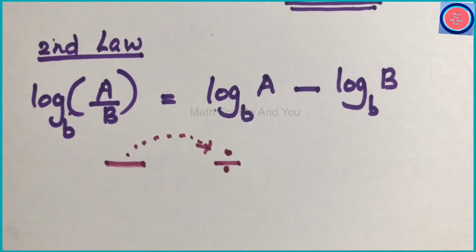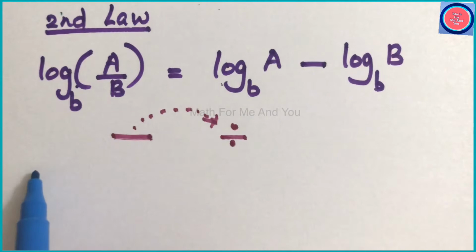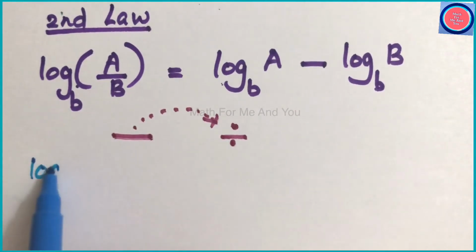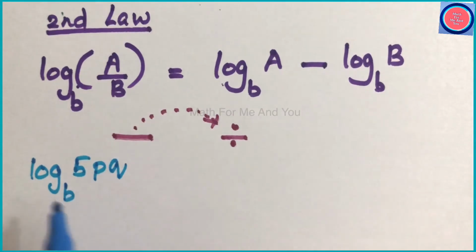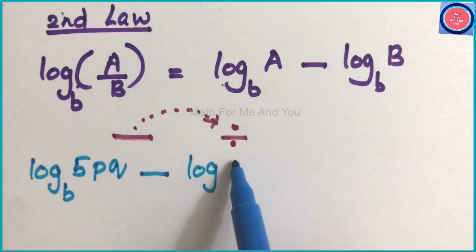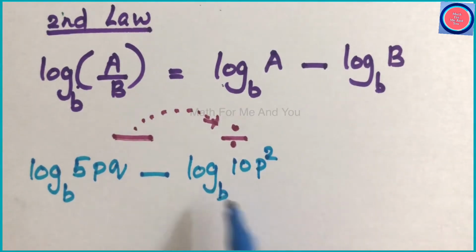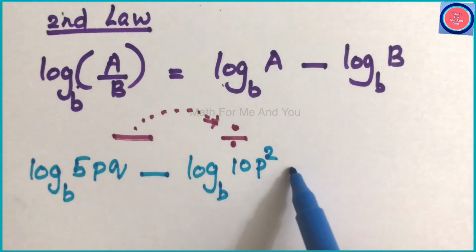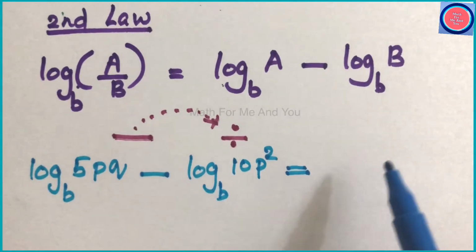We are going to practice this idea with the help of an example. Consider 2 logarithms separated with minus: log 5pq to the base b minus log 10p square to the base b. You can see 2 logarithmic terms. We can write them as a single log.